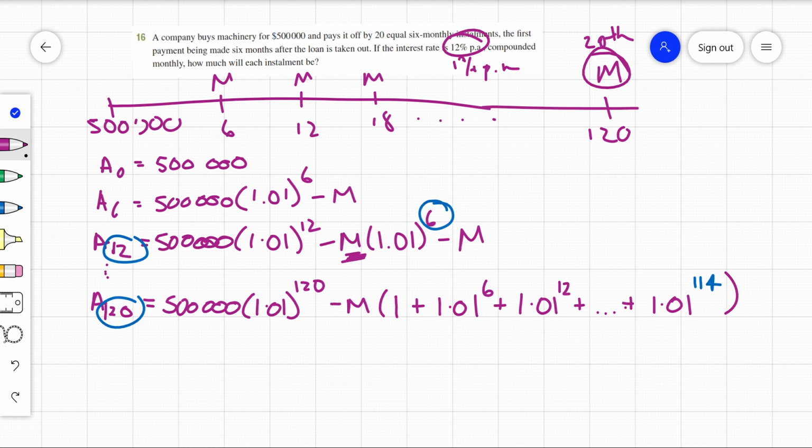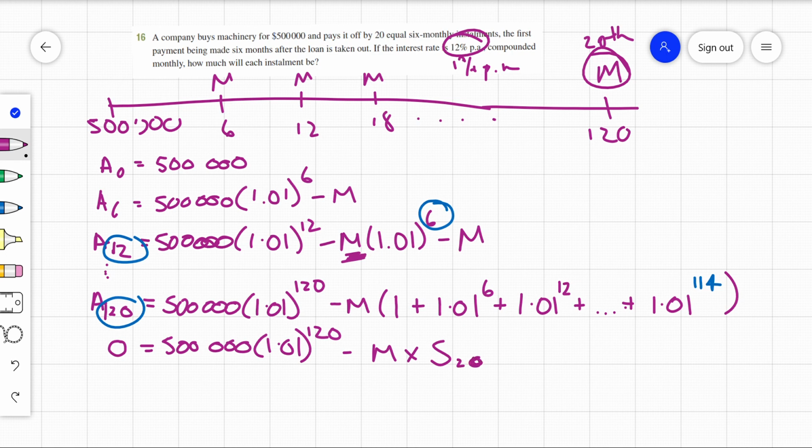Alright, so we've got that nice pattern, and we want, of course, it to equal 0 because we don't want to owe any more. So when we owe 0, because it's all been paid off, this is S, there are 20, remember? 20 payments.